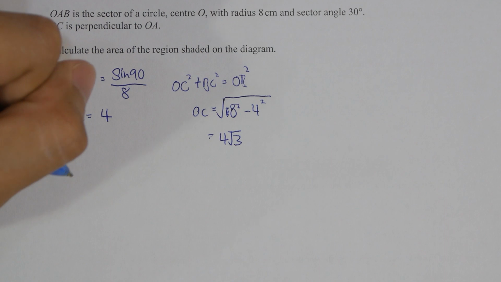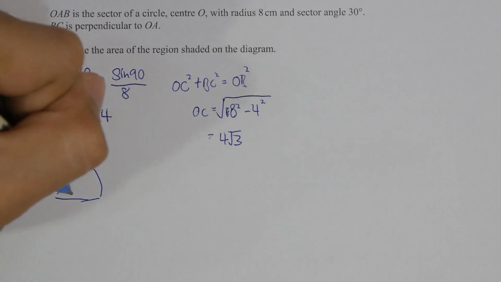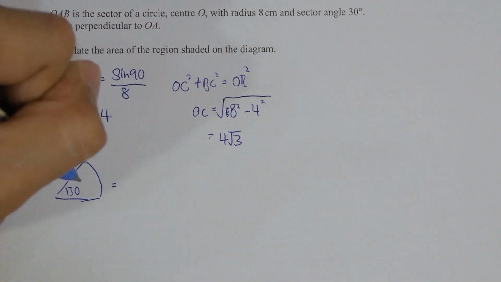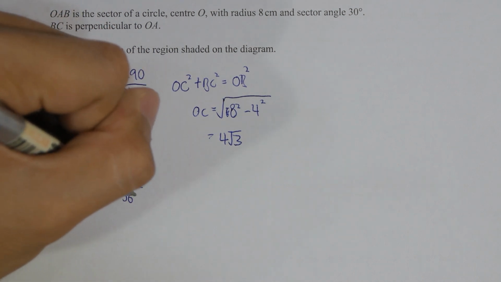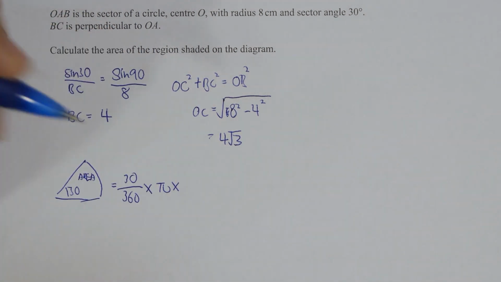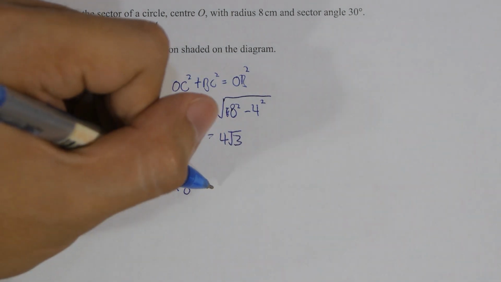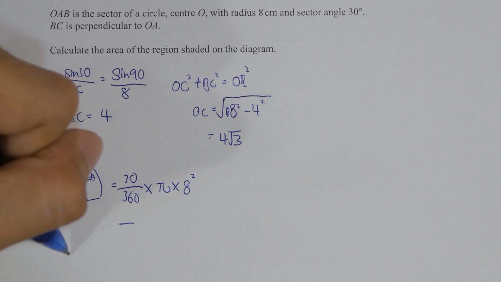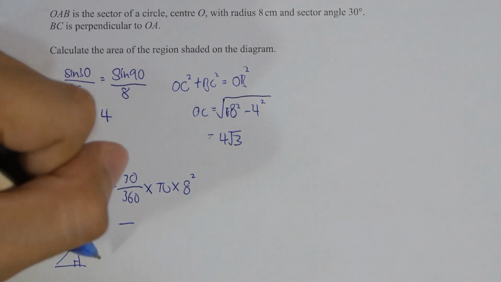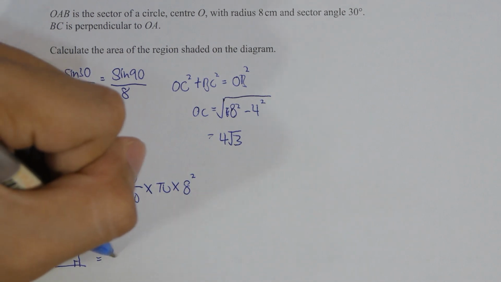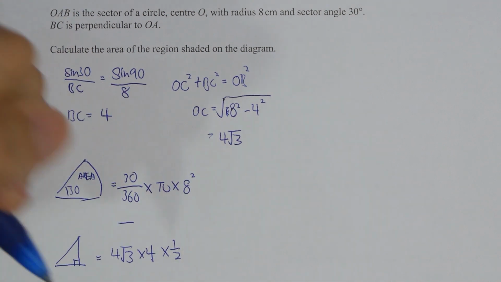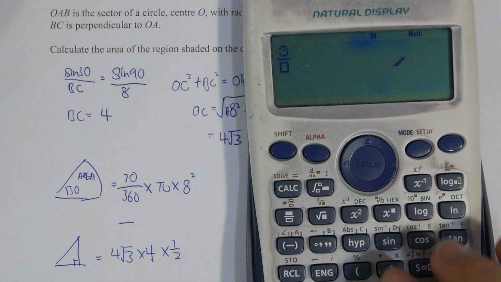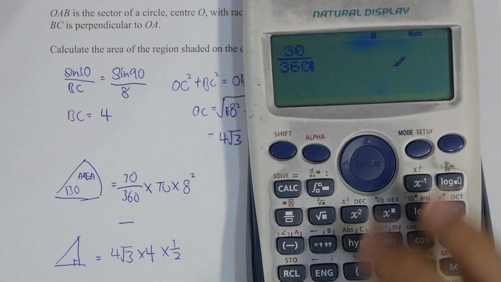So this is actually a sector, hence you are required to take 30 over 360 times pi times r squared, and our r here is 8, and then minus it off with the triangle. The base here will be 4 square root 3 multiplied by its height and multiplied by half. So after you run the calculation, you get the final results as 2.9 cm squared.